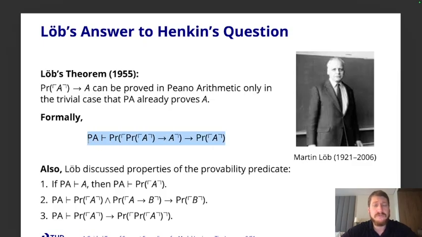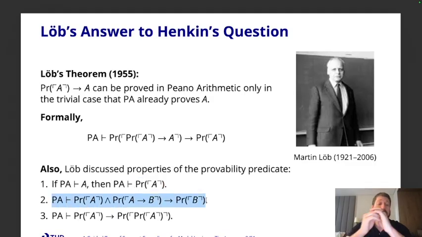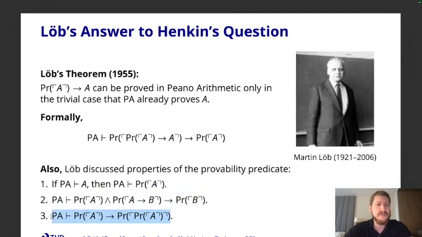It's shown formally in the middle of the slide, and the way that Löb established this theorem is by using certain properties of the provability predicate, which are enumerated on the bottom of the slide. The first property says that if A is provable in PA, then one can prove in PA that A is provable. The second property says that in PA, one can prove that if A is provable and A implies B is provable, then B is provable.